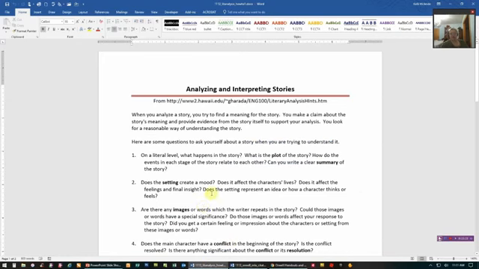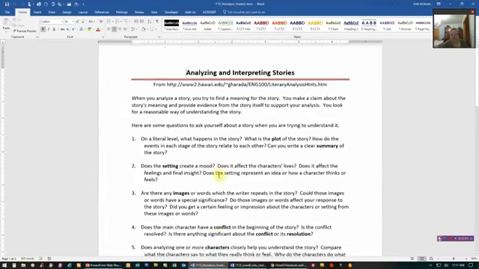Analyzing and interpreting stories. This handout, I did not write this. I found this and I thought, well, this actually worked great. Why repeat it myself? This kind of looks at some of the different things that you're going to break down in the story and look at to maybe figure out what's going on. All right.